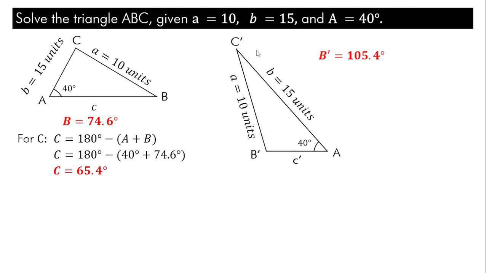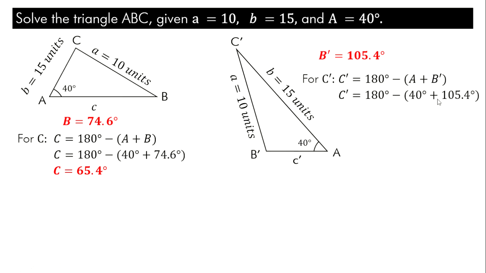For the angle C prime, same procedure. Add 40 degrees and 105.4 degrees, and subtract the sum from 180 degrees. So we obtain 34.6 degrees. Here the angle C prime is 34.6 degrees. Then we have now the side a and side b, so all we need to do is identify the side c, and here the side c prime.